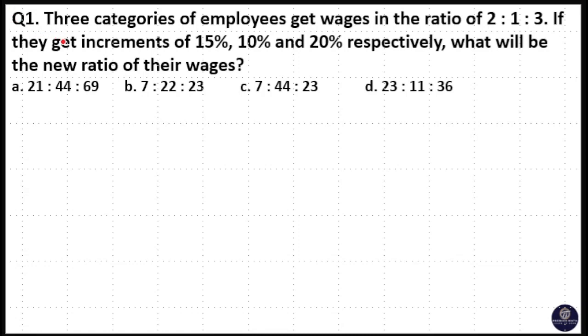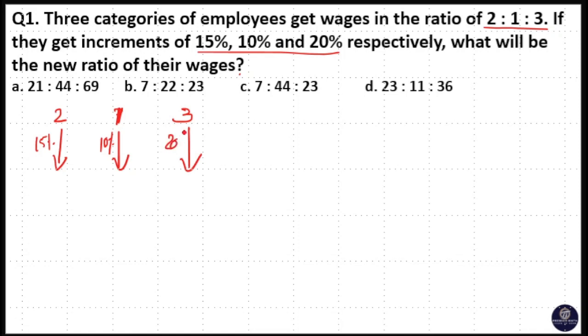Our first question is, three categories of employees get wages in the ratio of 2:1:3. If they get increments of 15%, 10% and 20% respectively, what will be the new ratio of their wages? So there are three categories, and they get their wages, that is salaries, in the ratio 2:1:3. The first person gets a 15% increment, the second person gets a 10% increment and the third person gets a 20% increment.